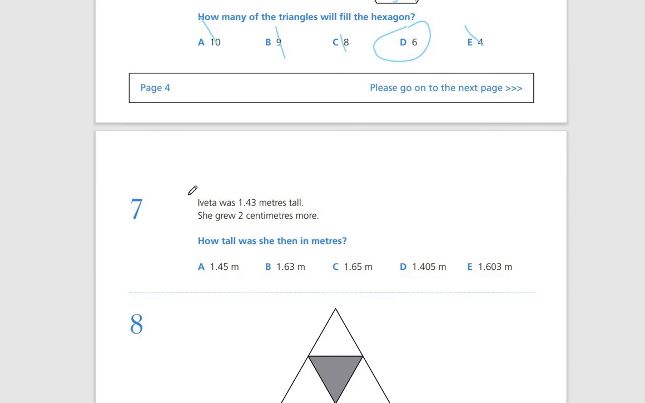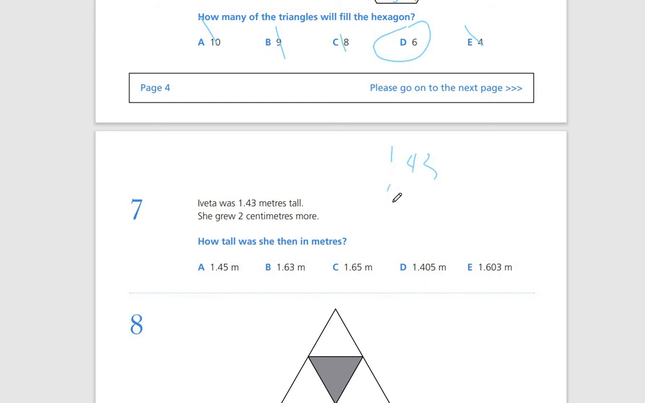7. Ita was 1.43 meters tall. She grew 2 centimeters more. How tall was she then in meters? 1.43 meters is 143 centimeters, if you didn't know that. 1 meter is 100, and then we've got 43. We plus 2, that's 145.